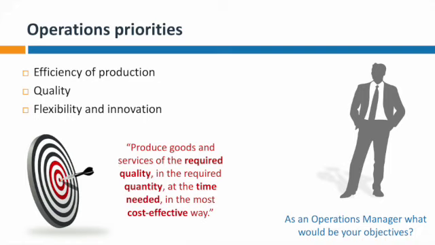If we were to put this together and somehow create one sentence of what would be the operations priorities, it would be to produce goods and services of the required quality in the required quantity at the time needed and in the most cost-effective way. If we, as operations managers, are able to achieve this, then we've done our job well.